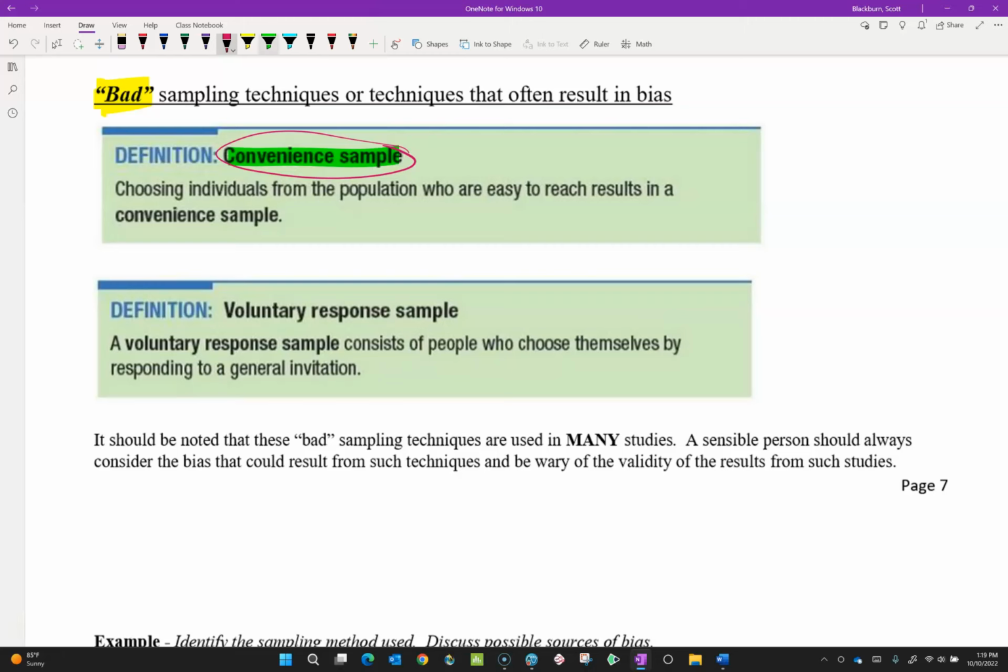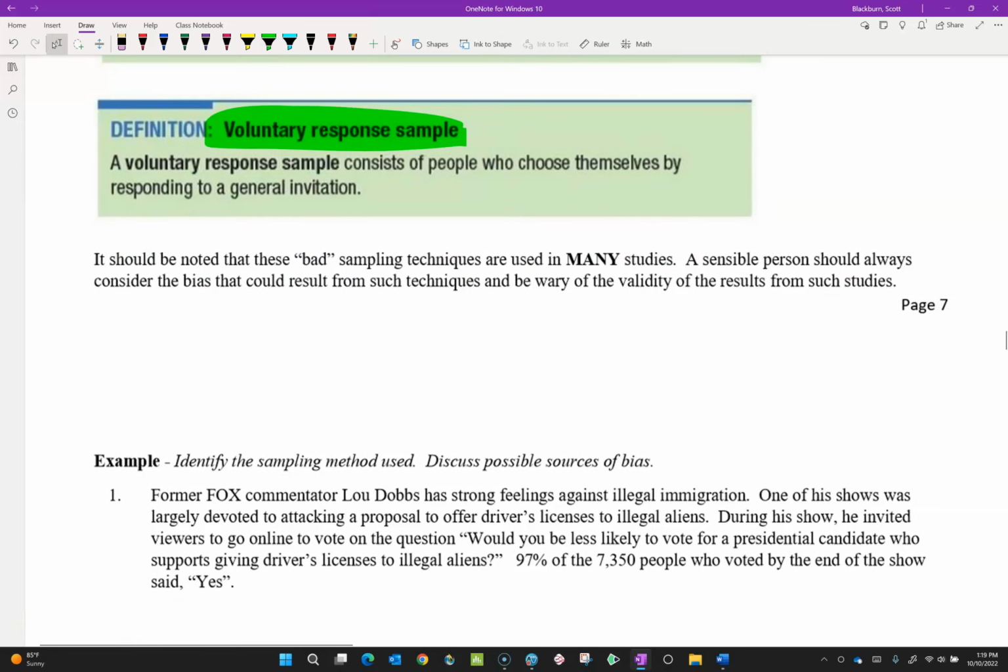Voluntary response sample. So obviously if you do a voluntary response sample, if people are just choosing whether they're in the sample or not, then you're going to get voluntary response bias. These are used in a lot of studies. You just got to be careful. Read the literature and figure out how the samples were taken.